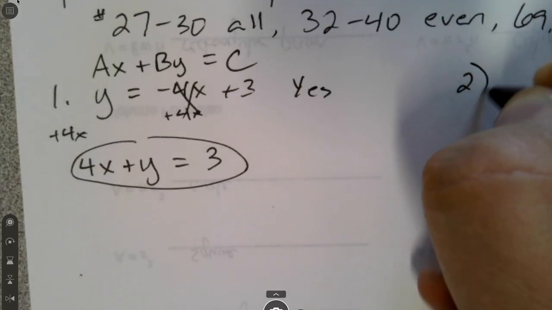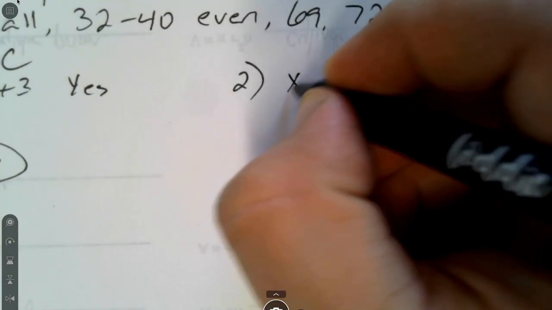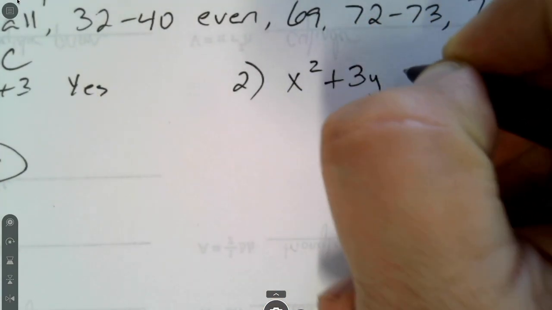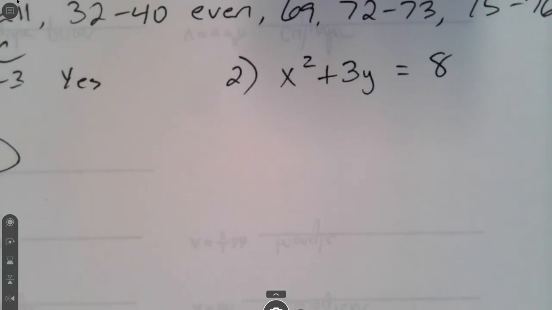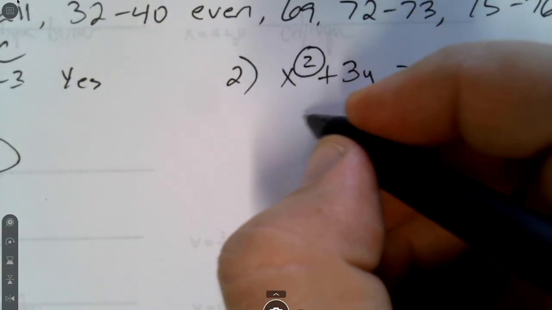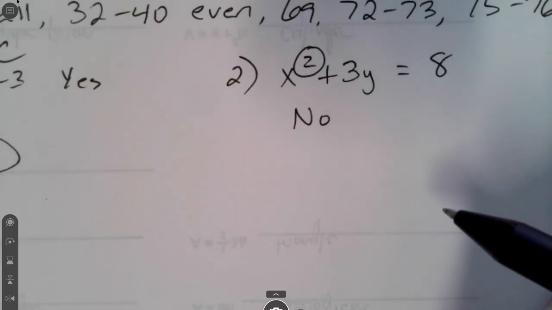Okay, number 2. They give us the equation x squared plus 3y equals 8. So the first question is, is it linear? And we would have to say no, because linear equations cannot have exponents. They can have variables. They cannot have exponents. So the answer is no, it's not linear.